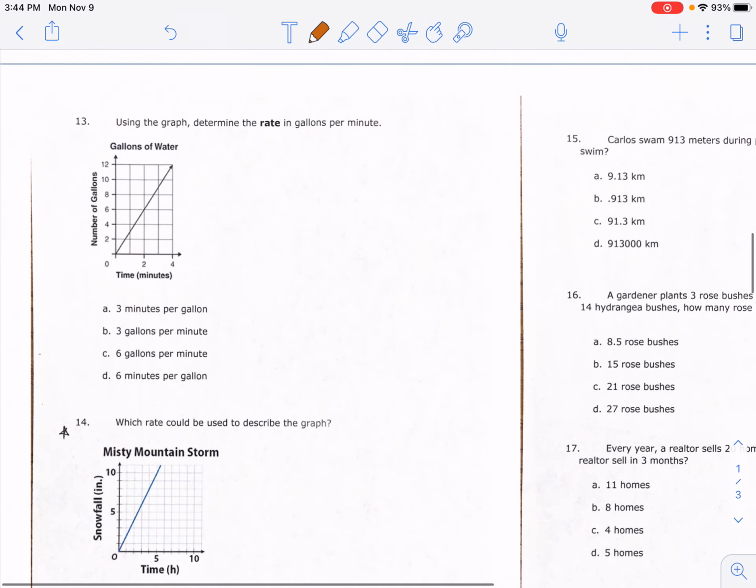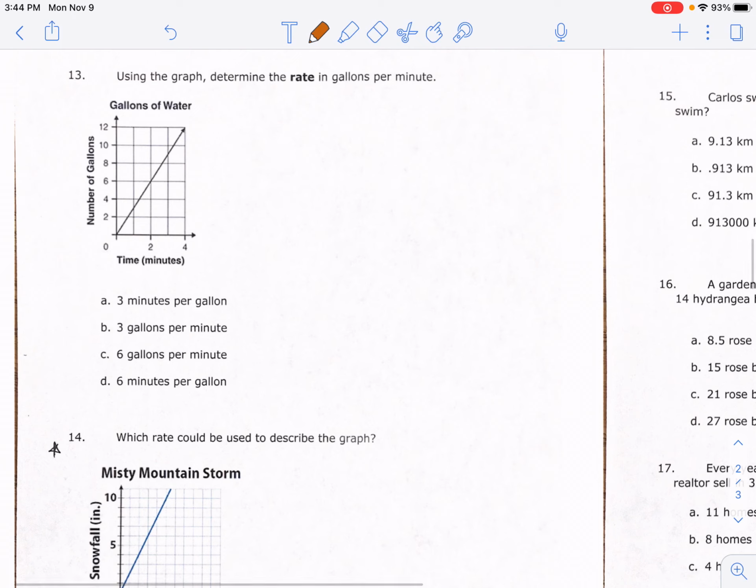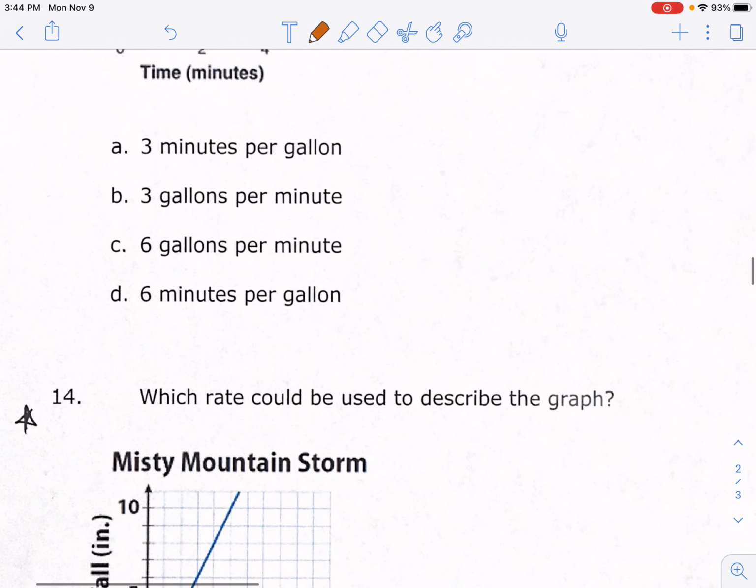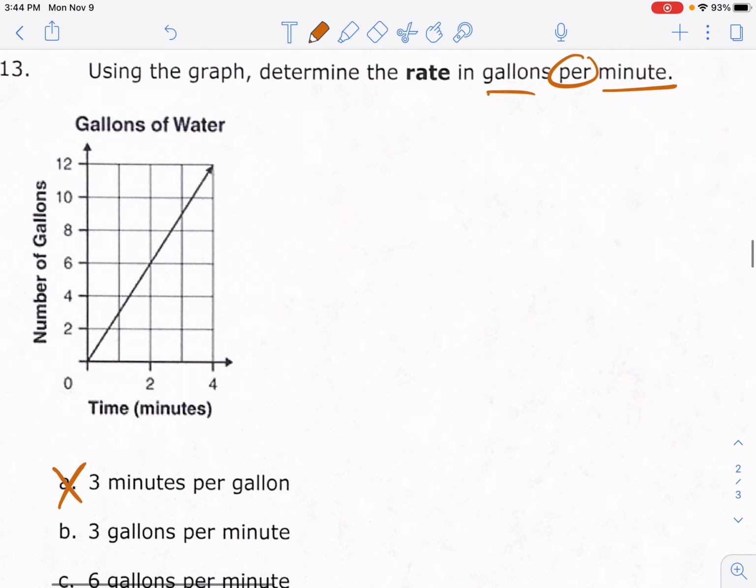Number 13, using the graph to determine the rate in gallons per minute. Since I'm looking for gallons per minute, I can go ahead and cross off A because that's minutes per gallon. And I can cross off D because that's also minutes per gallon. So let's look over here.